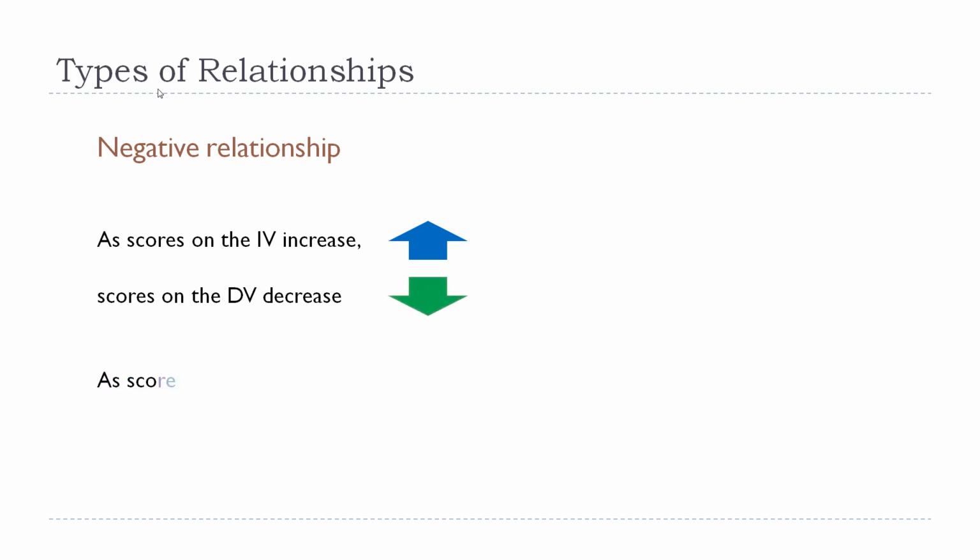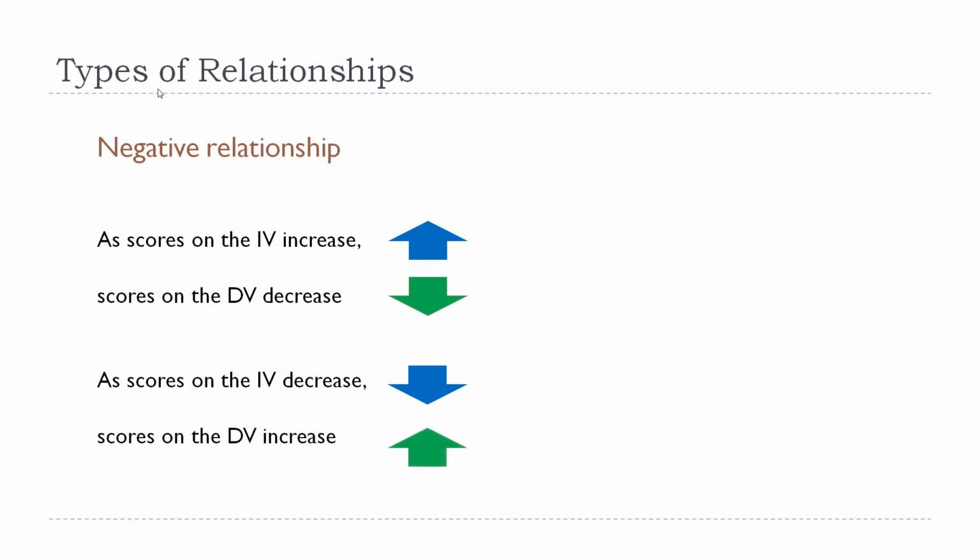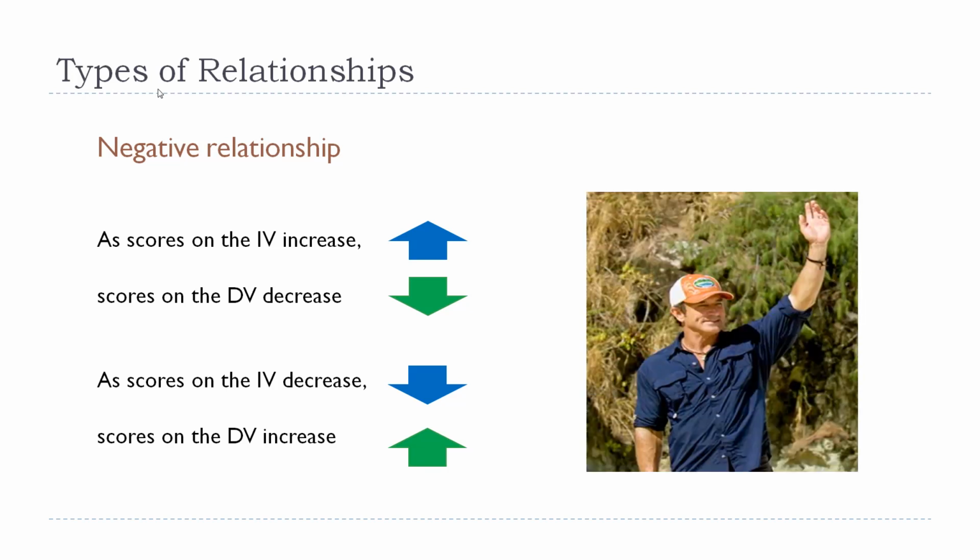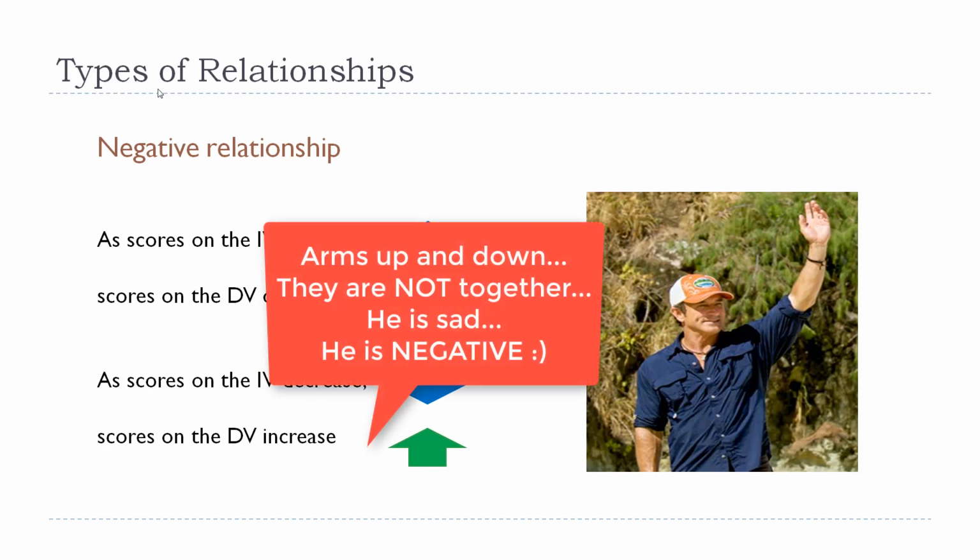Okay. Similarly, it could be that as scores on the independent variable are decreasing, scores on the dependent variable are increasing. Okay. So notice that the arrows are pointing in opposite directions in both cases, right? So if we have Probst here, well, that would be one arm up and one arm down. It doesn't matter which arm. Okay, so they're going in opposite directions.